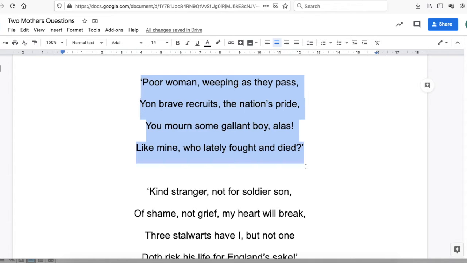Poor woman, weeping as they pass yon brave recruits, the nation's pride. You mourn some gallant boy, alas, like mine who lately fought and died.